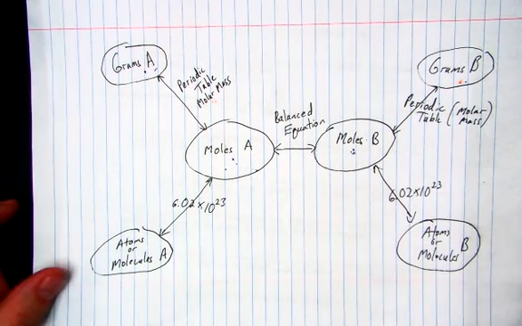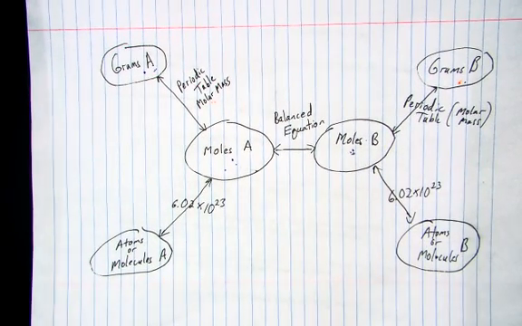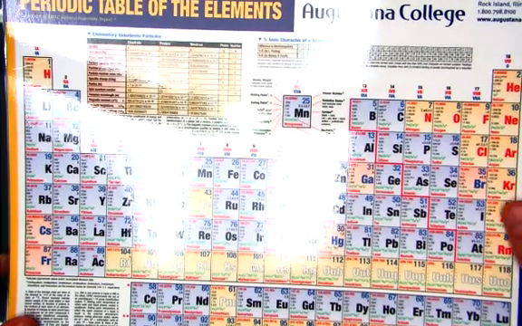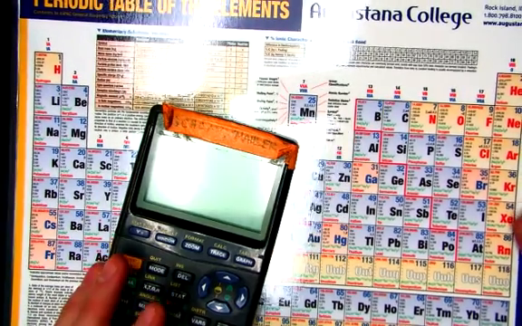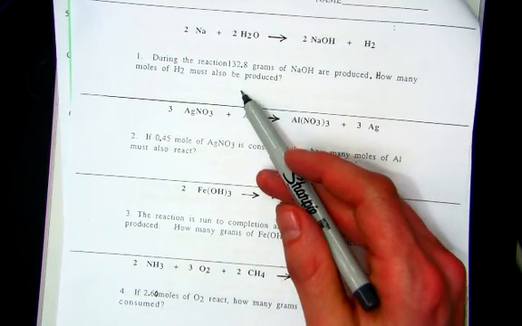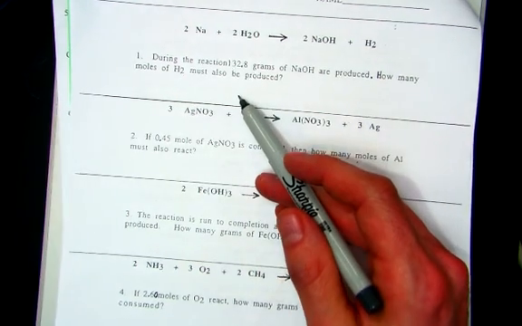But hopefully you have your mole map, you have your periodic table. You're going to need that, and you're going to need your calculator. Okay, that being said, we're going to start on the first problem right here. I'm going to zoom in a little bit so you can see that.